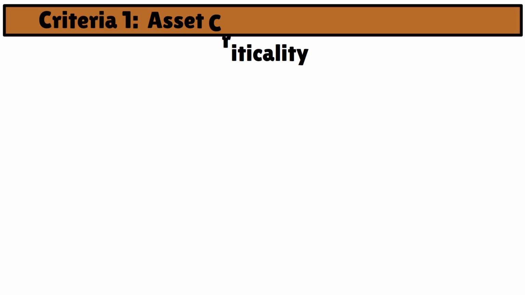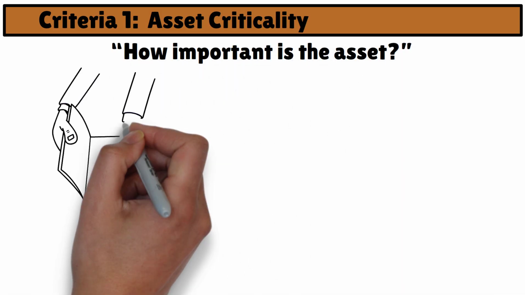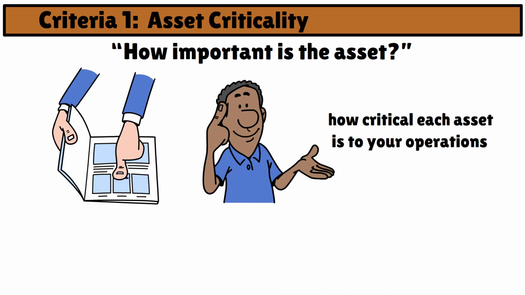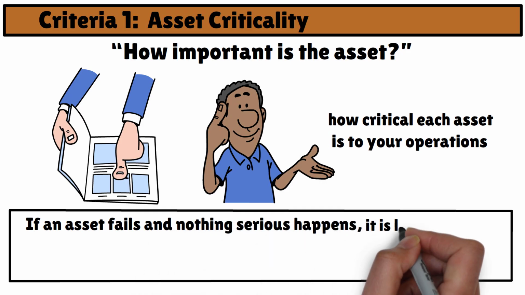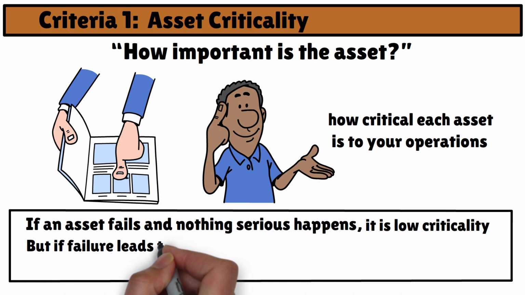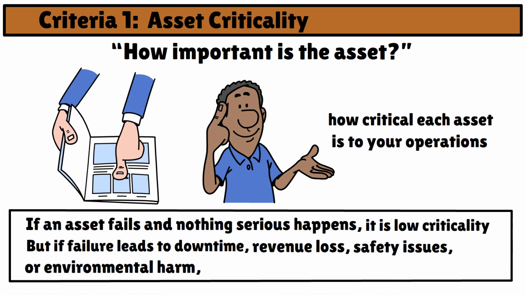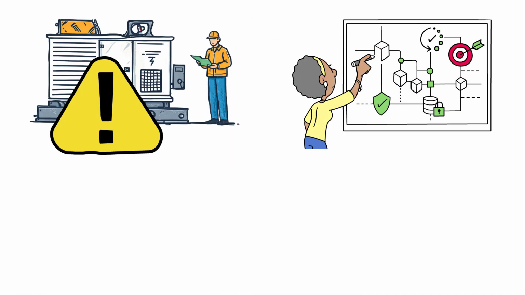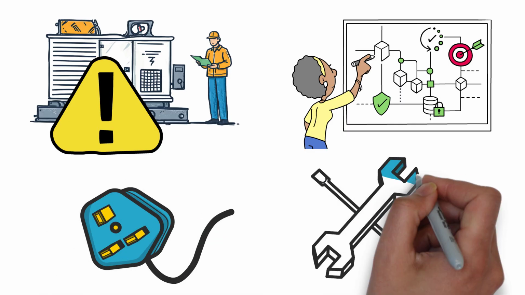Criteria 1. Asset criticality. How important is the asset? Before choosing any strategy, you must know how critical each asset is to your operations. Think of it this way. If an asset fails and nothing serious happens, it is low criticality. But if failure leads to downtime, revenue loss, safety issues, or environmental harm, then it is high criticality. Therefore, critical assets need strong preventive or predictive strategies, while non-critical assets may survive with basic preventive or even corrective maintenance.